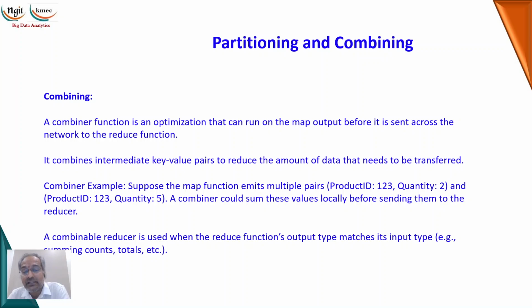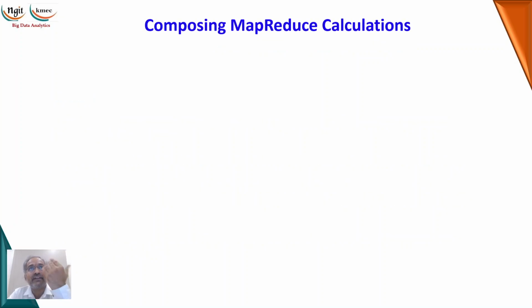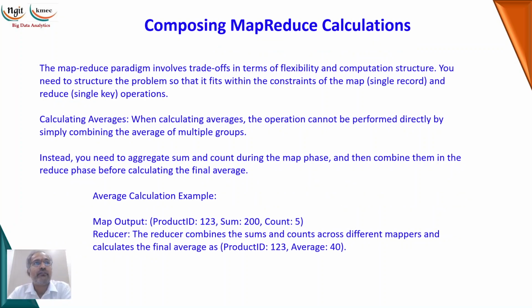So the combiner concept is on the reducer side. The partitioning and the combining, these two play an important role in the map reduce method. And of course, we have explained it with a diagram in unit 4 in detail, so we can go through that. Now we have given one example of composing map reduce calculations: how we can calculate aggregates. For that, we have a simple example here.